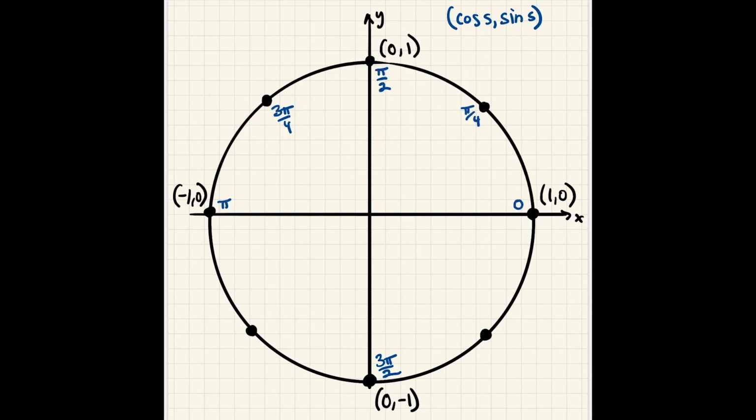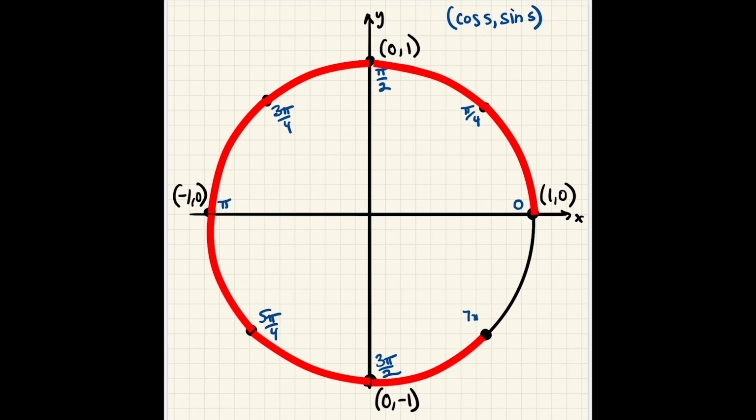You can also think of this as 1 pi over 4, 2 pi over 4, 3 pi over 4, 4 pi over 4, which is pi, 5 pi over 4, 6 pi over 4, which is 3 pi over 2, and 7 pi over 4. Then if we kept going, we would get to 8 pi over 4, but that's 2 pi, which is coterminal to 0. So we're going to find the coordinates here.